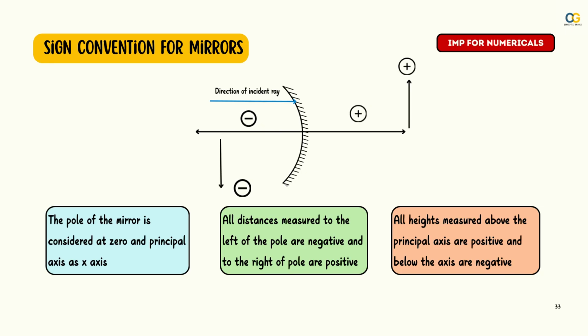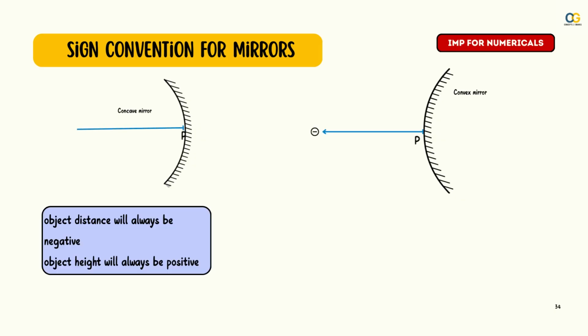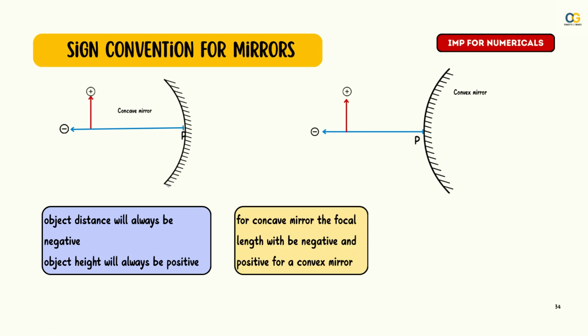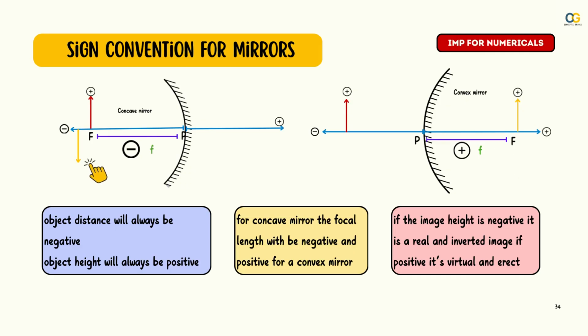Now, from this sign convention, we can gather some basic inferences that can help us in our numericals. Object distance will always be negative because you place the object in front of the mirror. Object height will always be positive because you keep it erect. Second, for a concave mirror, the focal length will be negative because it is in front of the mirror, and for a convex mirror, the focal length will be positive because it is behind the mirror. And if the image height is negative, it is understood that it's a real and inverted image, and if it is positive, it is understood that it is a virtual and erect image.